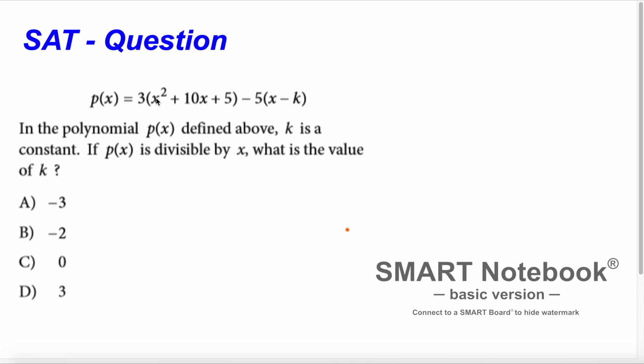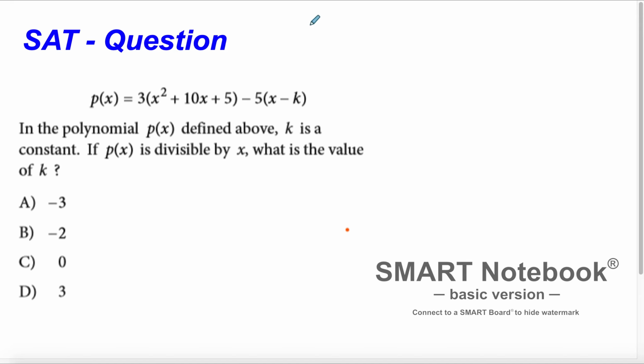P of x is equal to 3x squared plus 10x plus 5 minus 5x minus k. In the polynomial P of x defined above, k is a constant. If P of x is divisible by x, what is the value of k? If this polynomial is divisible by x, it means x is a factor.